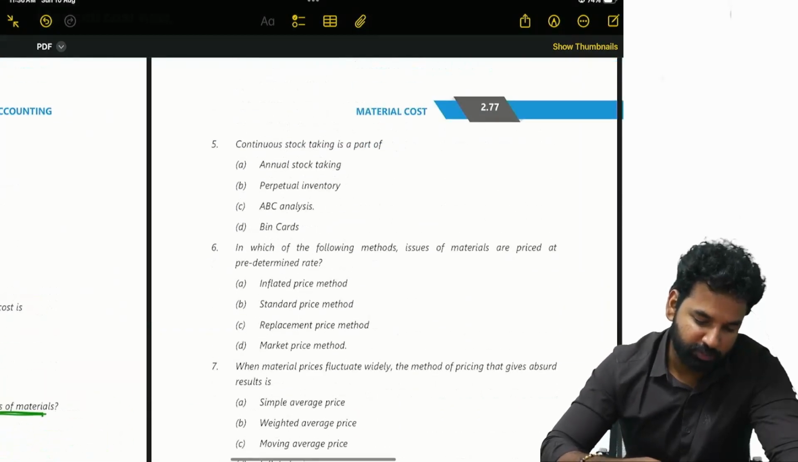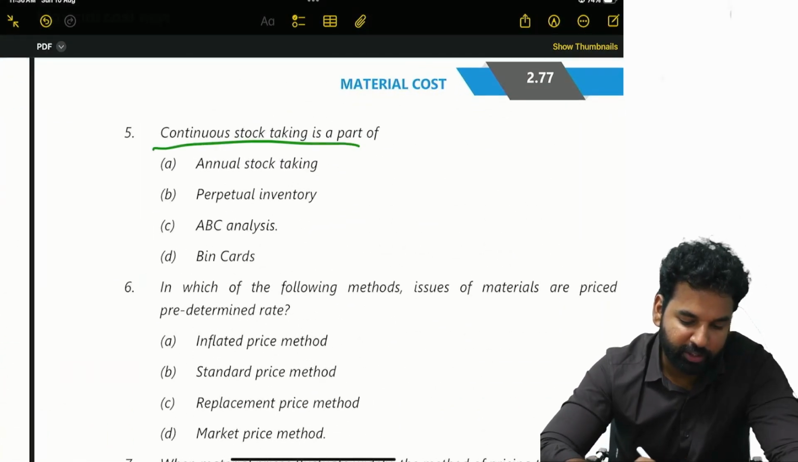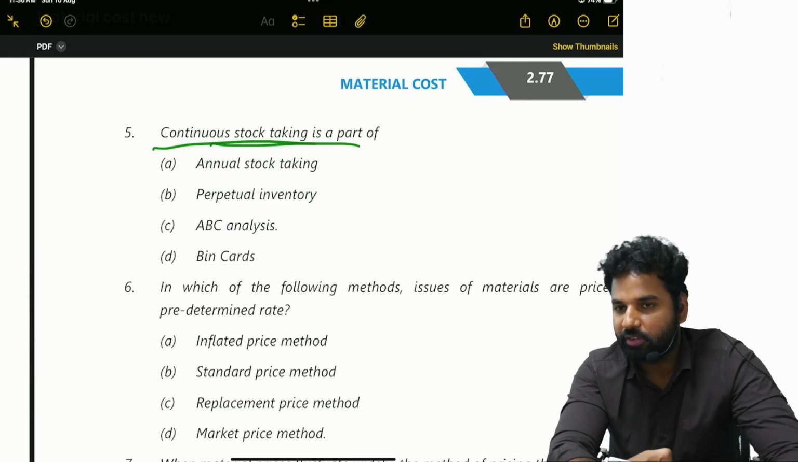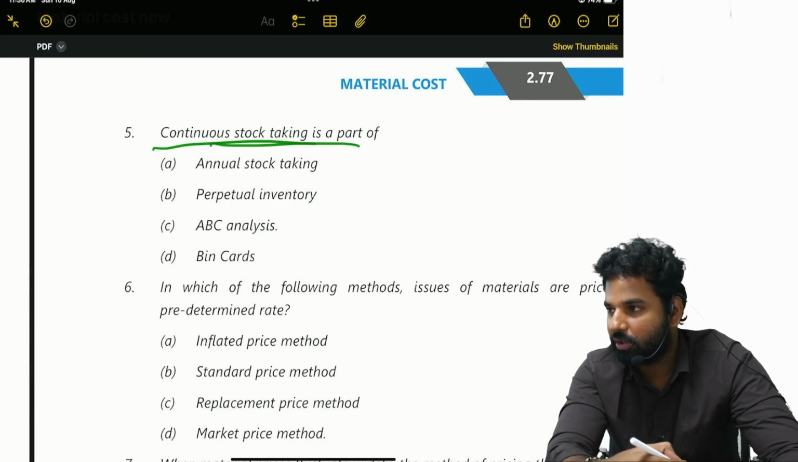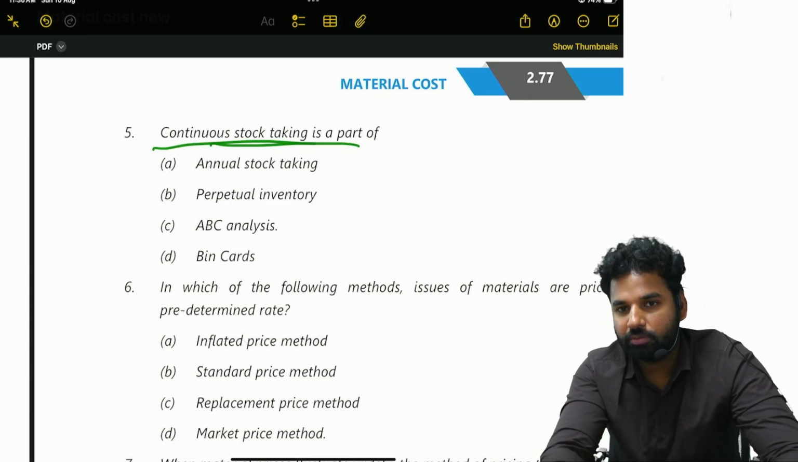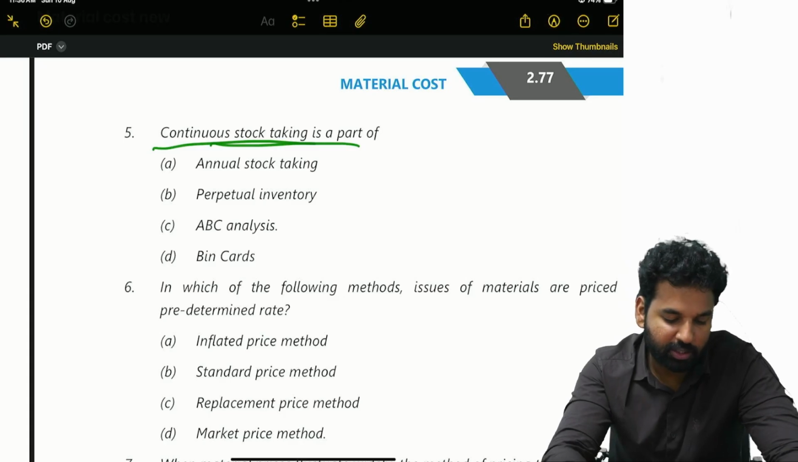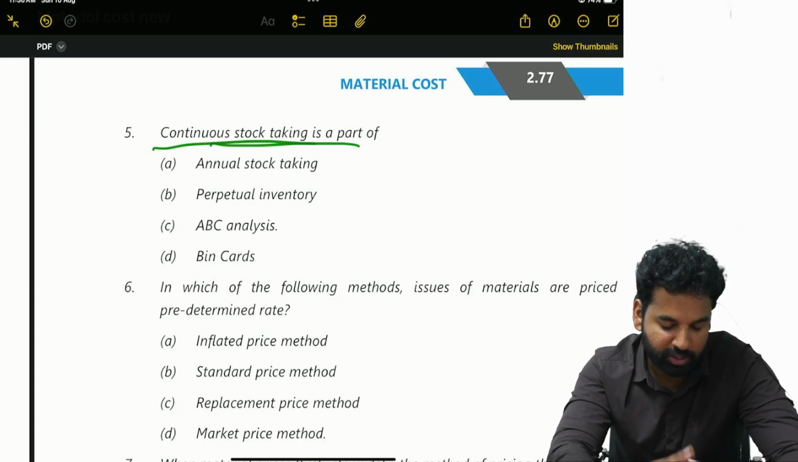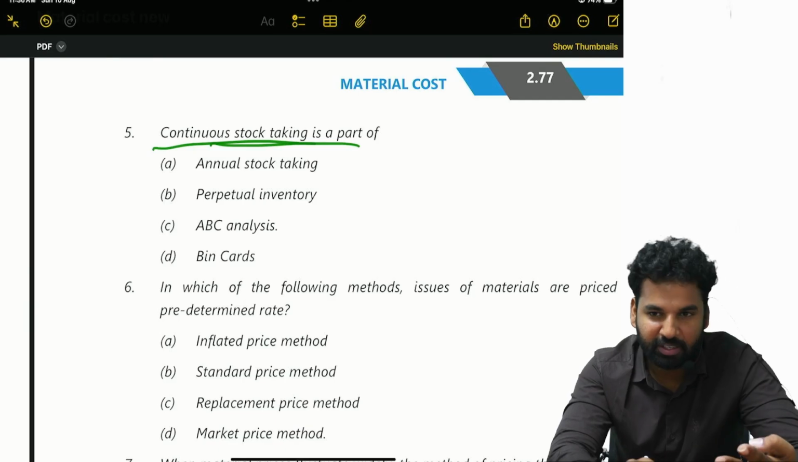Next question is continuous stock taking. Stock taking means what? Just now we discussed. Stock taking means counting the stock, closing stock. Okay, it is a part of what? Annual stock taking, perpetual inventory, ABC analysis, or bin cards.